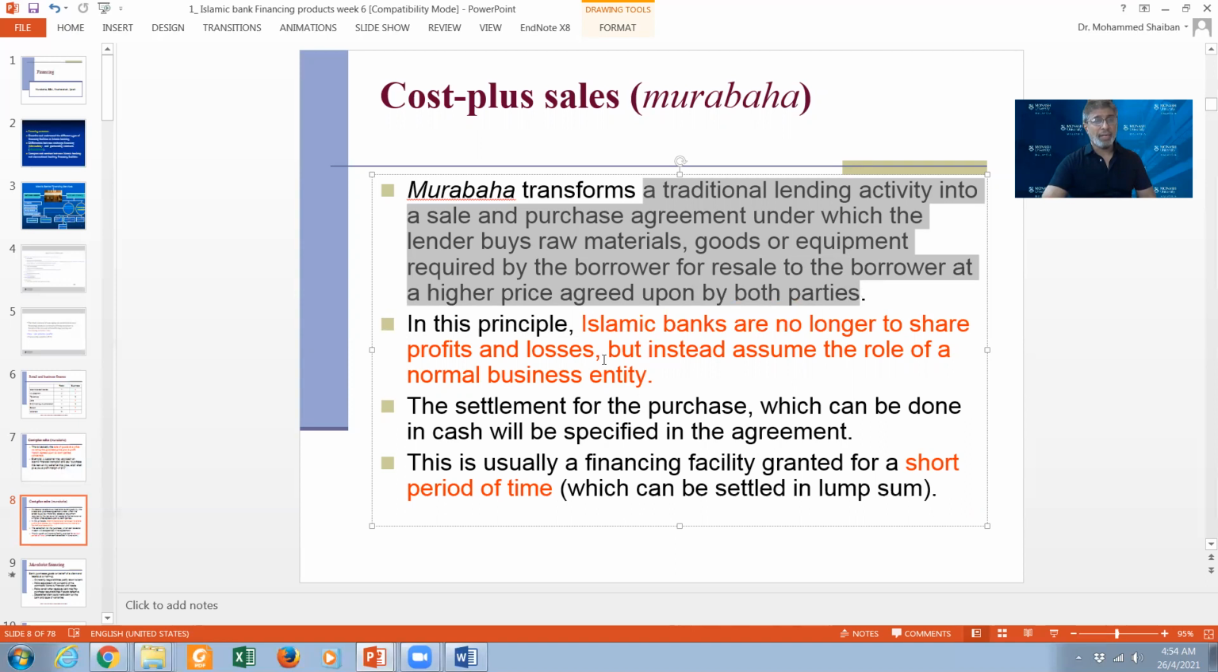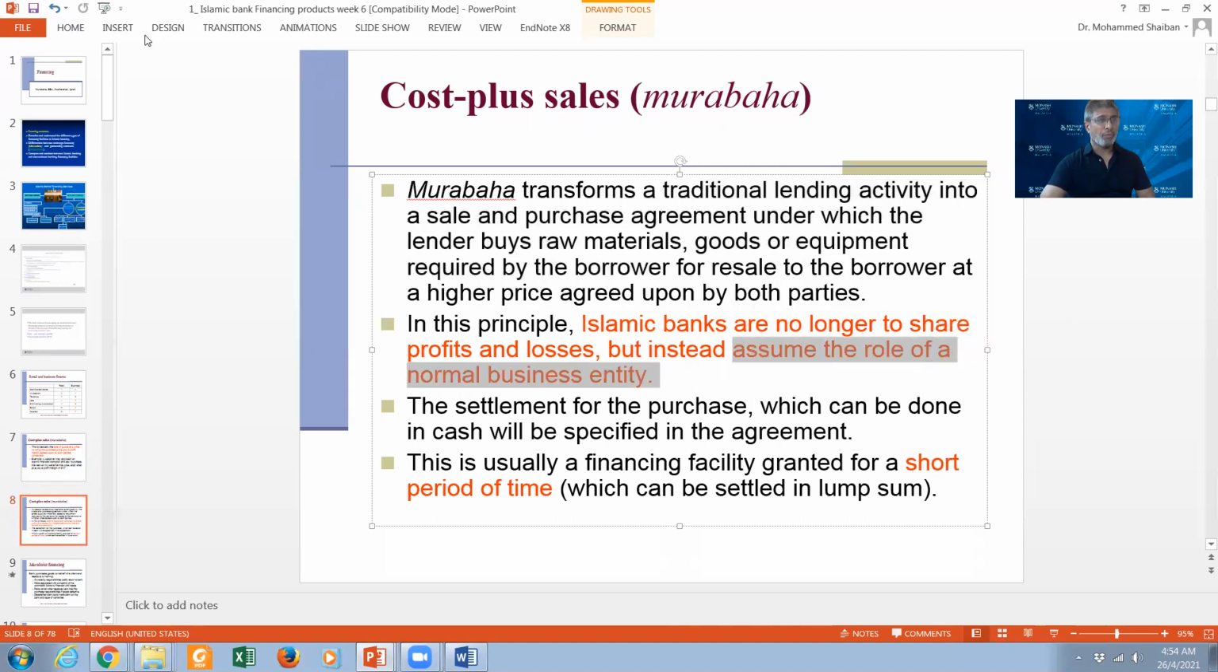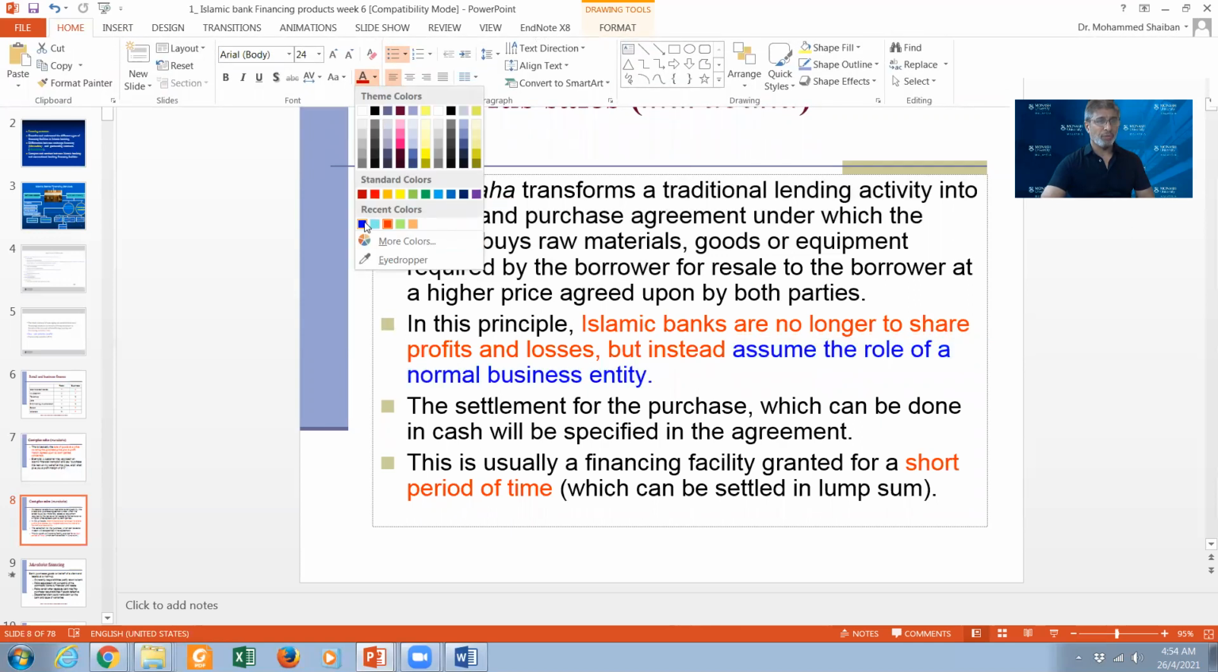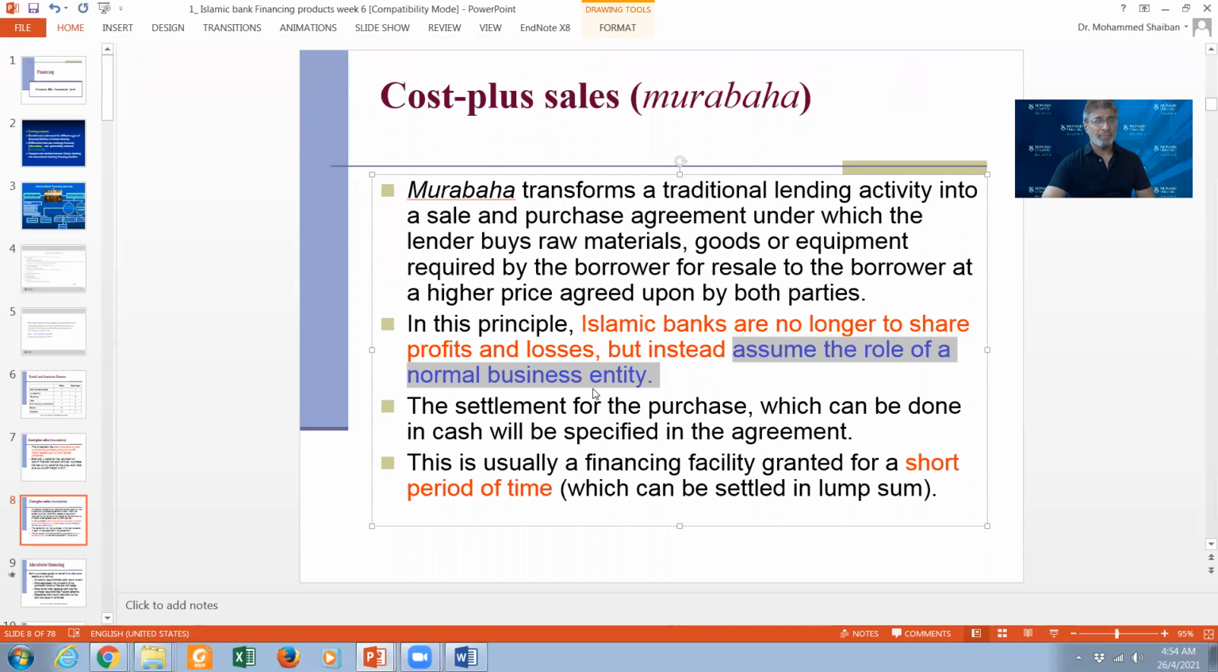And with this principle, as you can see, Islamic banks no longer share profits and losses, but instead assume the role of a normal business entity. I want you to be aware of this: it's now an exchange contract. The settlement for the purchase, which can be done in cash, will be specified in the agreement. This is usually a financing facility granted for a short-term period.